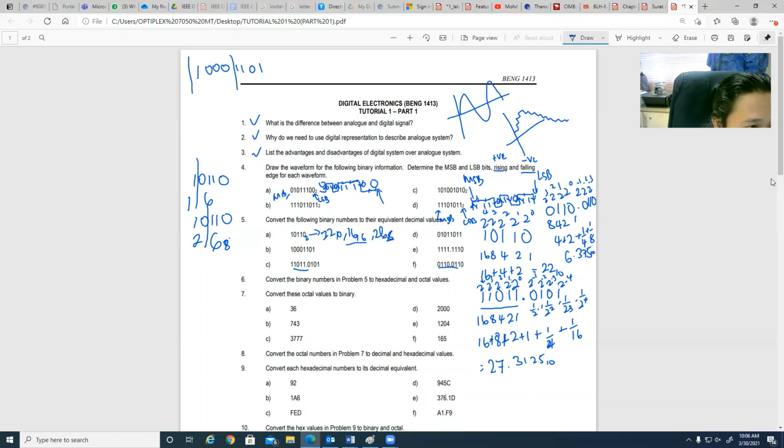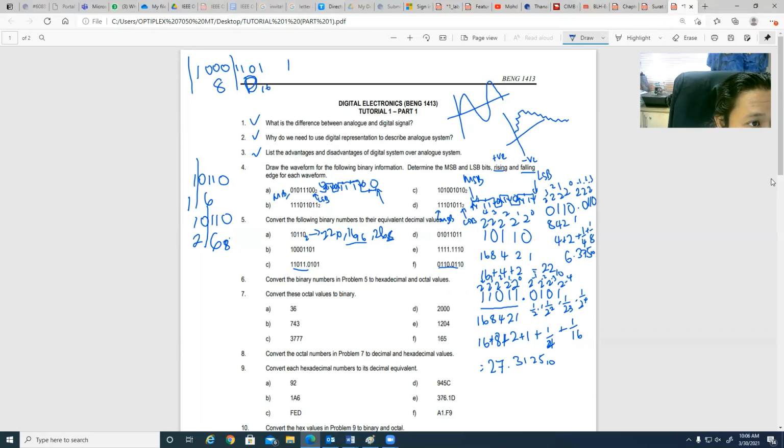Alright, and then the answer for this one will be 8. Then this one, 8 plus 4 plus 1, okay, it's the D here. So the answer will be 8D in hexa.